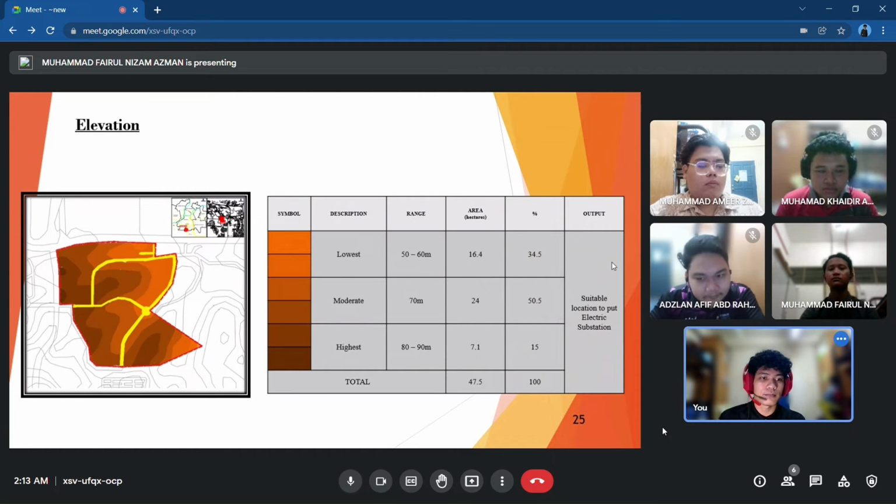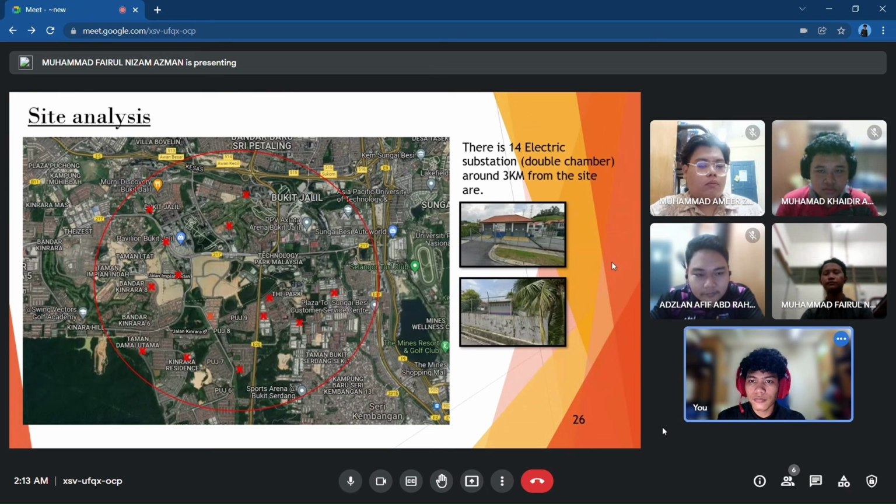Next slide, please. For site analysis, we've identified 14 electric substations, double chamber, around 3 kilometers from our study area, and we've pinpointed them in our map. So next slide, please.